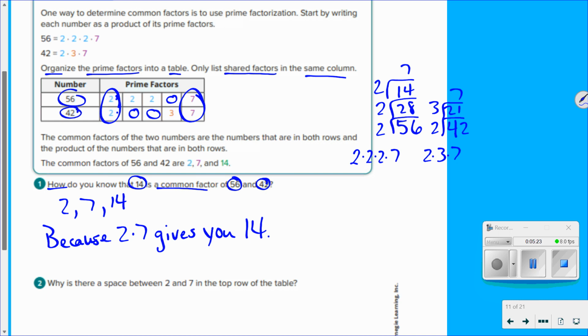Now, secondly, why is there a space between 2 and 7 in the top row? In other words, why do we have that space in there? We kind of already said it. Let's see who paid attention. Ben?